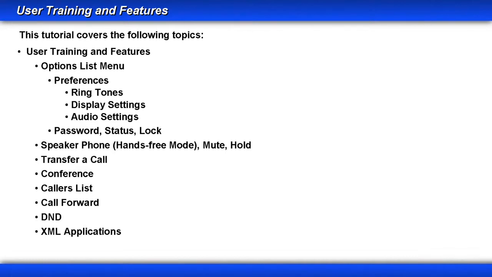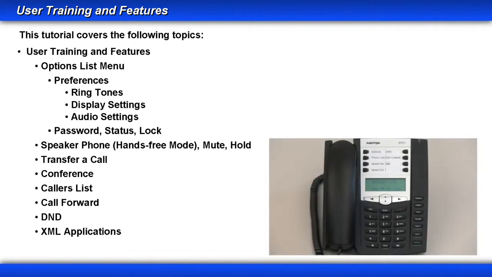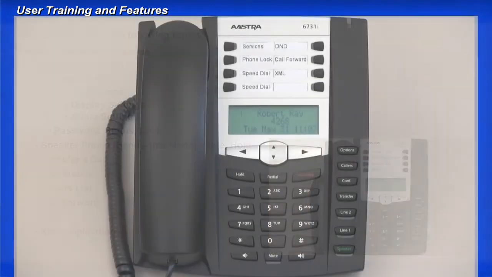Then I'll demonstrate the following features: how to activate the speakerphone, the mute and hold buttons, and what they look like on the LCD screen. I'll transfer a call, make a conference call, I'll access the callers list, I'll demonstrate call forward, do not disturb, and I'll access an XML application. In this lesson, I'll use the 6731i to demonstrate the features and function of the keys.